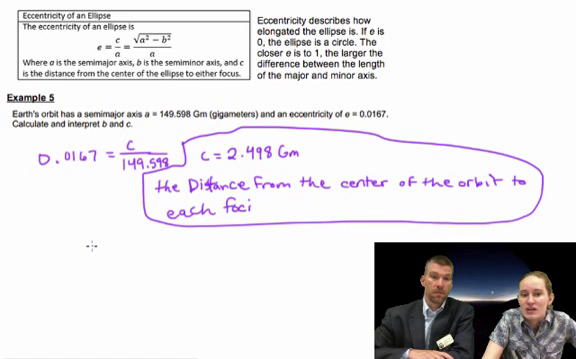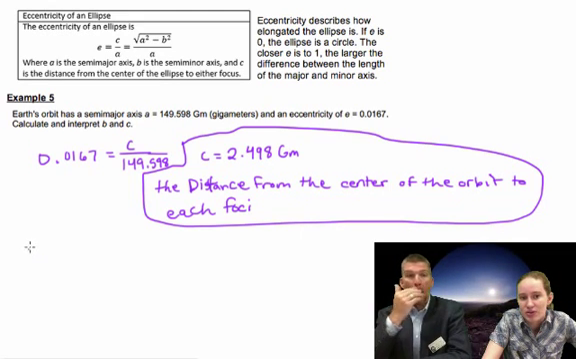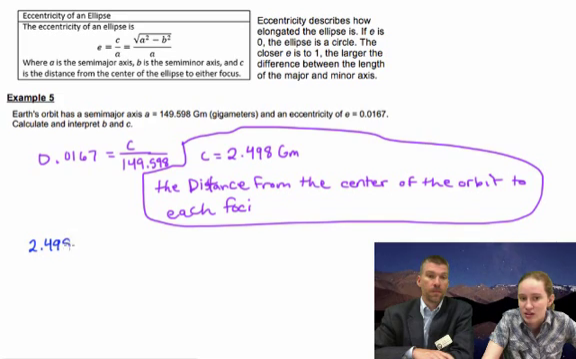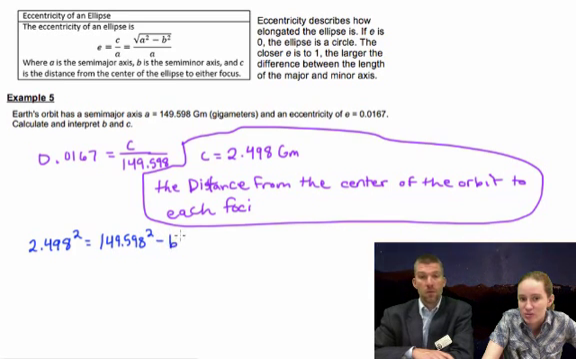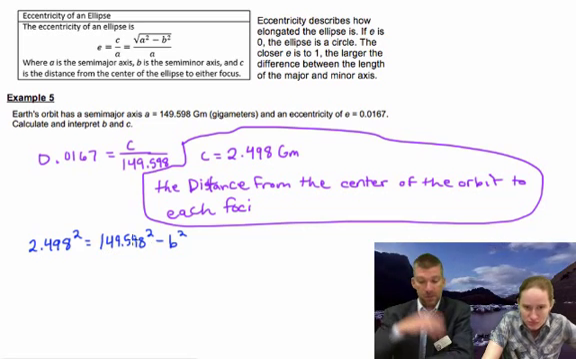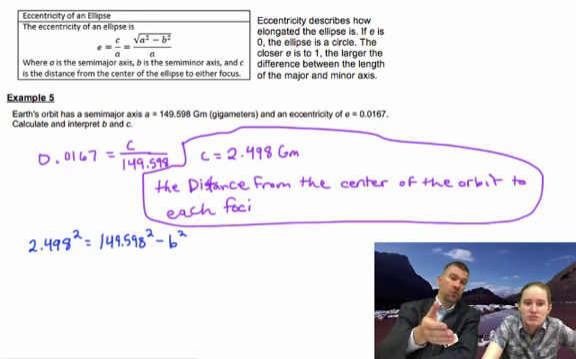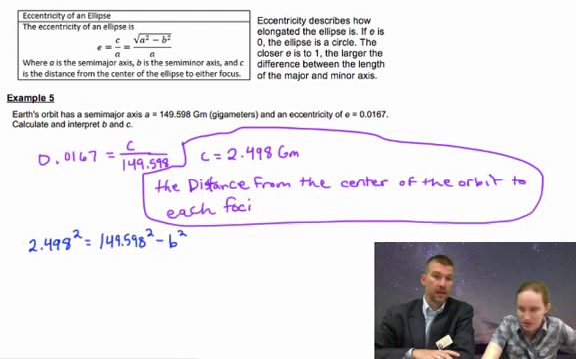So then for our B, we're going to use our Pythagorean relation. Now we have A and C. Our Pythagorean relation was a squared minus b squared equals c squared. So 2.498 squared equals 149.598 squared minus b squared. You're basically solving for b squared and then taking a square root.